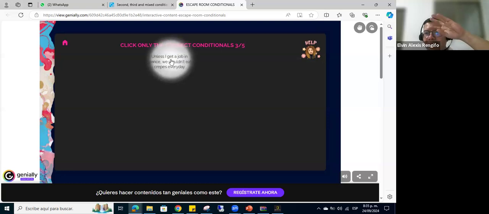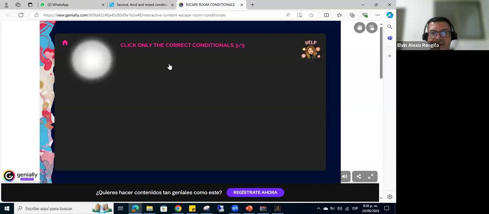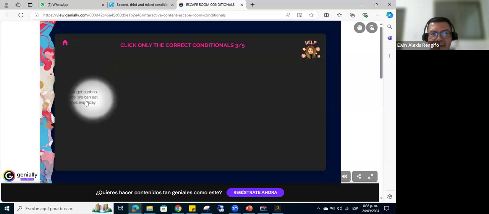People, it's not correct because this is the verb in the present. Unless I get a job, and here we have would. Remember, present, you use will. So that is not correct.